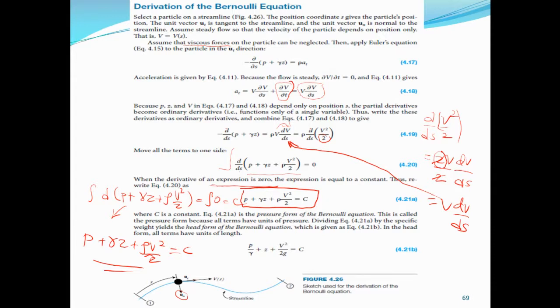So here, this is the expression of the Bernoulli equation, and it is called the pressure form. This is the pressure form of the Bernoulli equation, which has all the terms in the units of pressure. This is the static pressure. This, we call the dynamic pressure. And this, we call the hydrostatic pressure, which is due to the elevation.